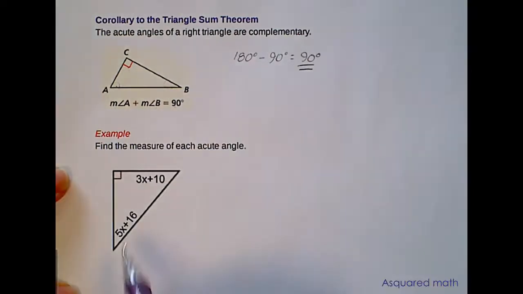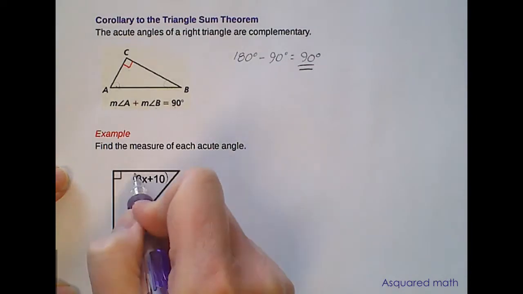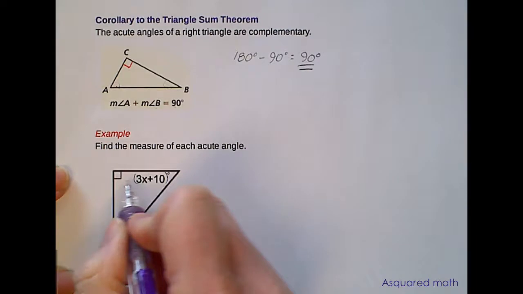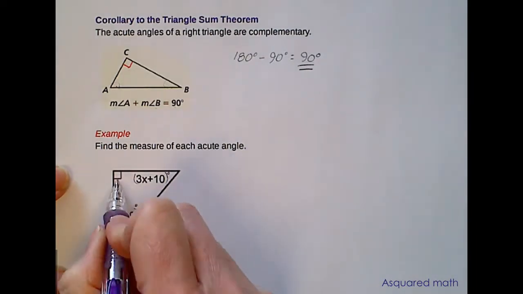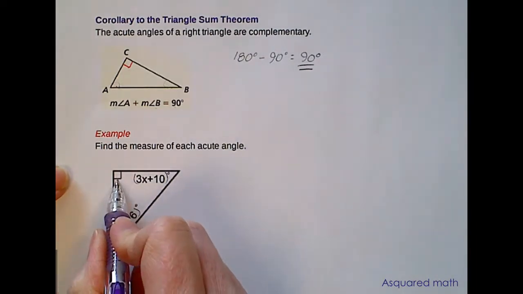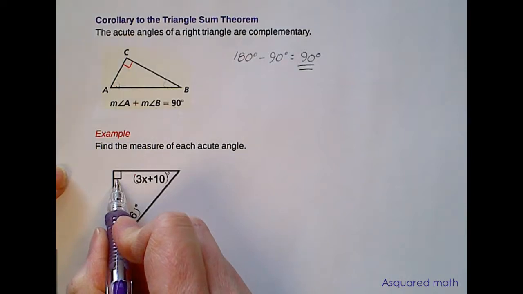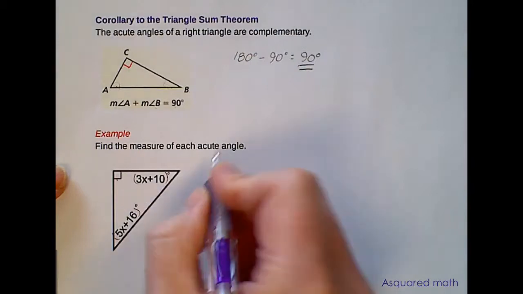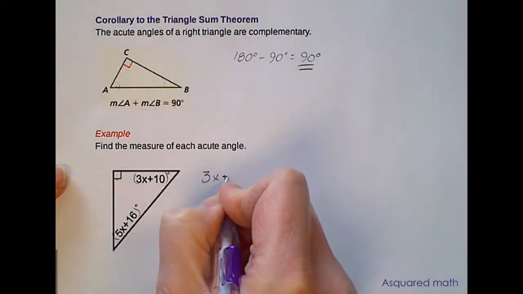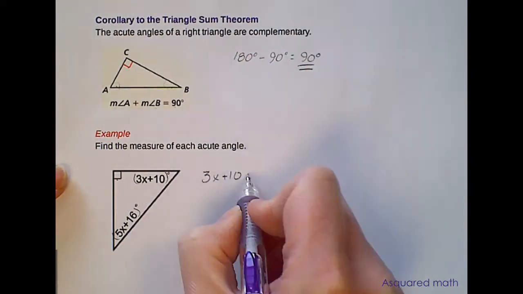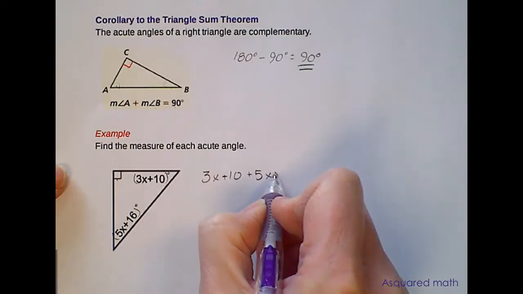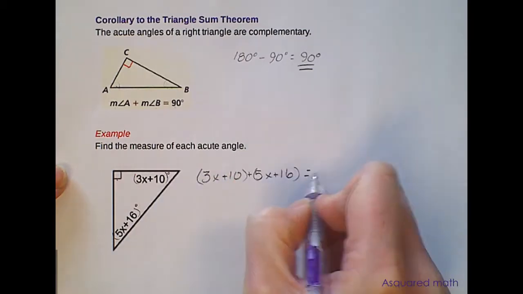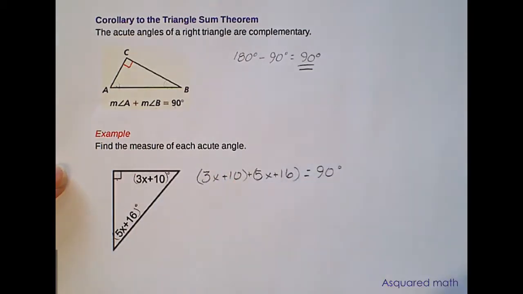Let's do an example. Oh, I forgot to write degrees on these. Let me add that in. This is a right triangle, so we have that 90 degree angle marked there. That's how we know it's a right triangle. And applying the corollary to the triangle sum theorem, we can then say that 3x plus 10 plus 5x plus 16, those are two angles, and they add up to 90 degrees.